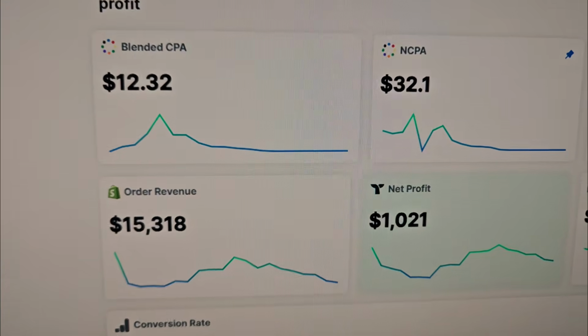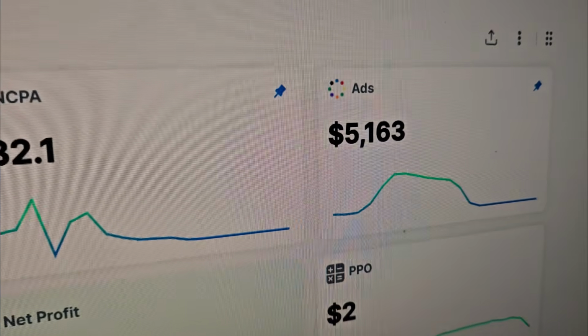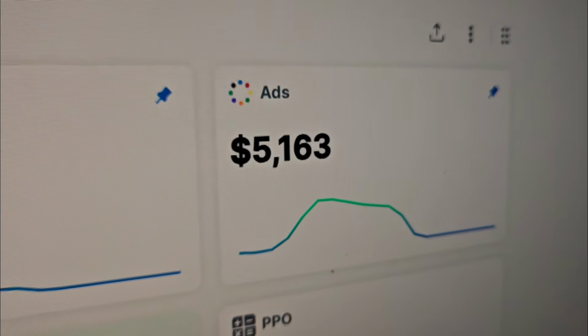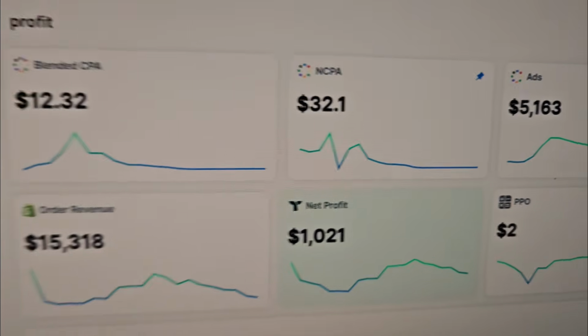Here's today's numbers. We got 15,000 revenue, 5,000 in ads. I need to scale my ad spend. I've been sitting at this same number for a while. I need to start looking at the ads and start turning up what's working.